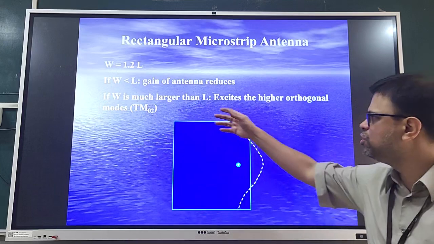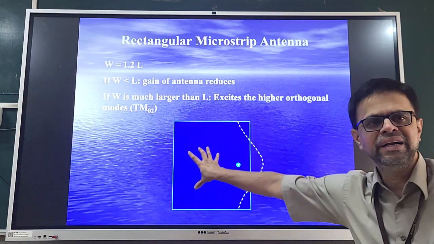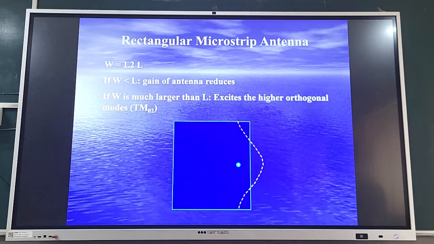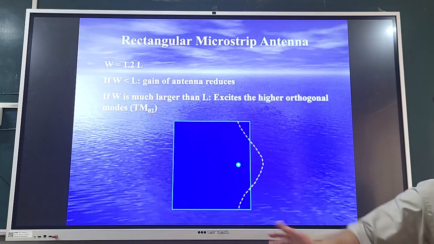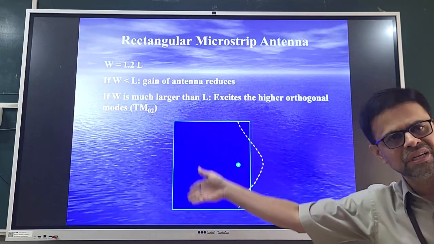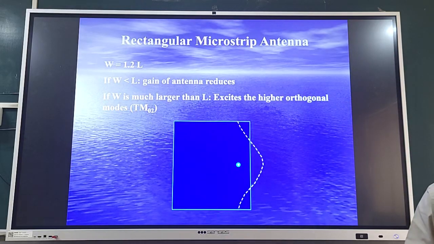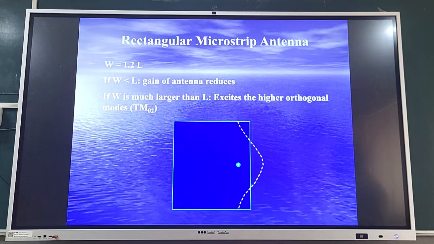Unnecessary, rather if you just go on increasing W, this field distribution will interfere with the field distribution of 10. So the current distribution purity, the pattern purity will be lost. Of course, gain can increase, but it will drop down, because why? The orthogonal contribution is coming. So W cannot be much larger than L. It should not be more than 1.5.